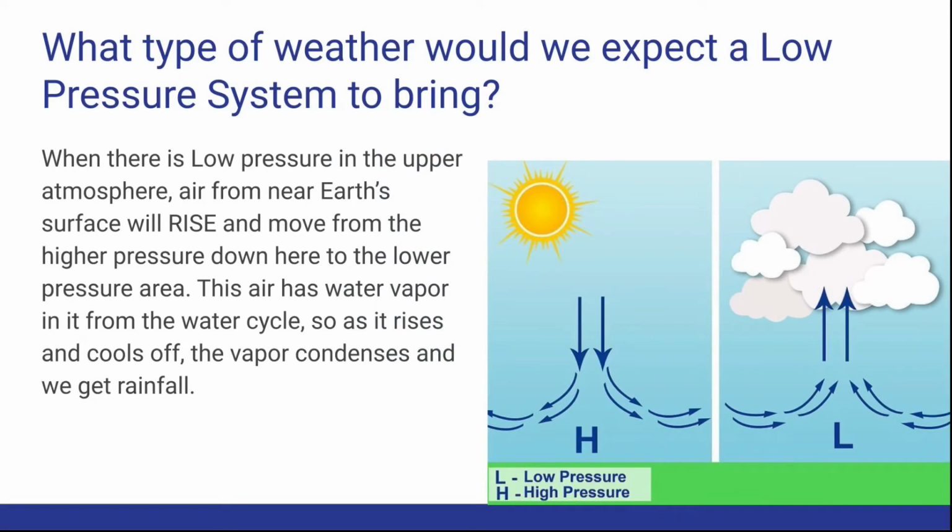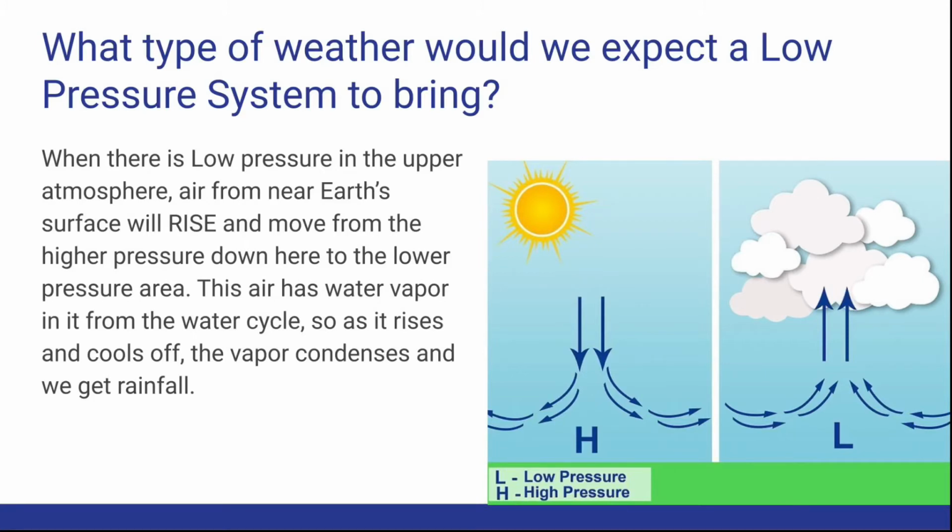When we have a low pressure system, the opposite is happening. That means that in the upper atmosphere, the air pressure is low. So we know that the air from down here on the surface is going to move up into that lower pressure area. Well, because of the water cycle, that air that's already down here near the surface has a lot of water vapor in it.